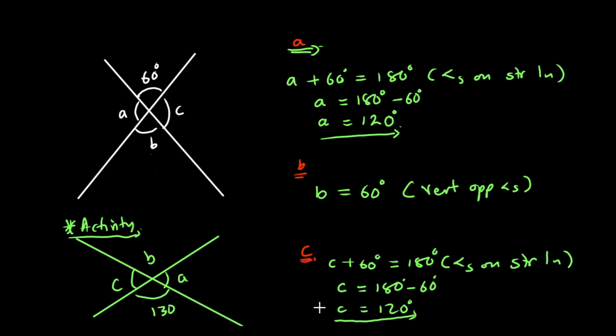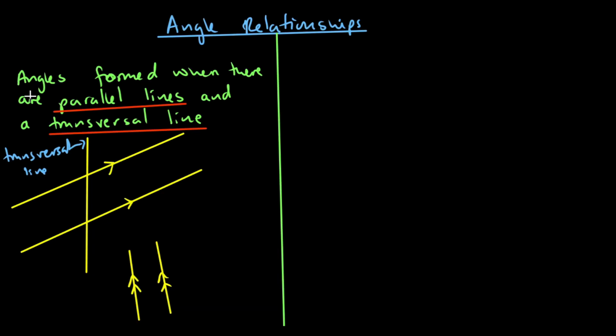But today, we are not going to talk about those things. We are going to talk about the other angles that are formed when we have parallel lines. So the angles formed when there are parallel lines and a transversal line. What exactly is a parallel line? What kind of lines do we call parallel lines?